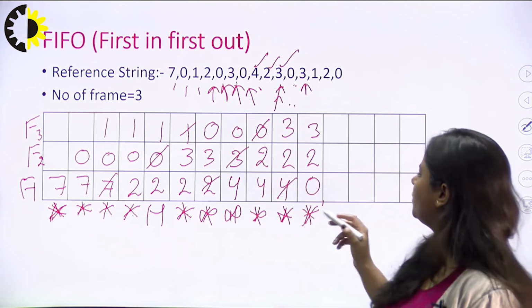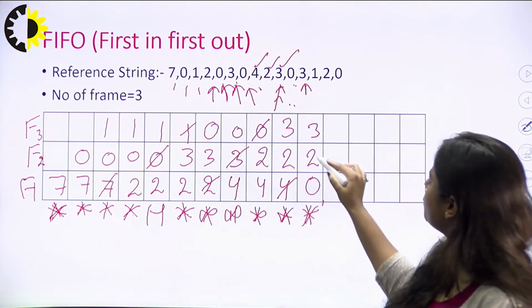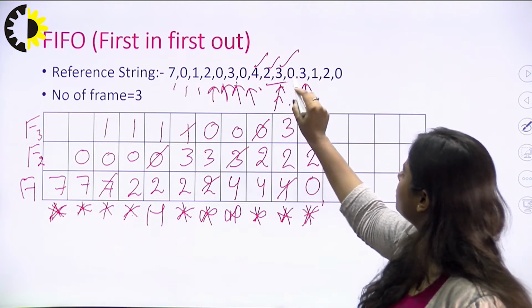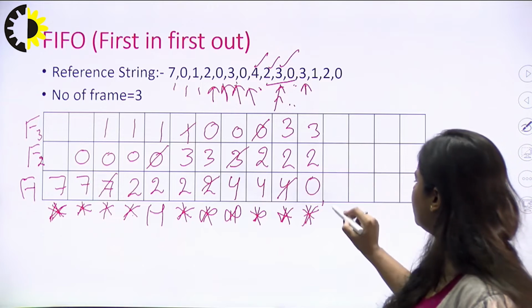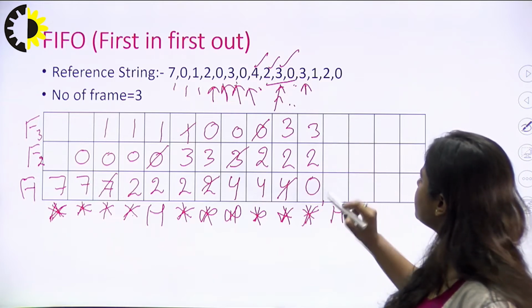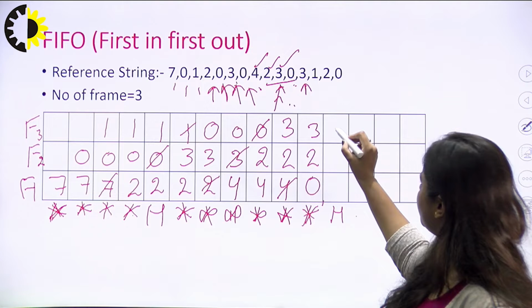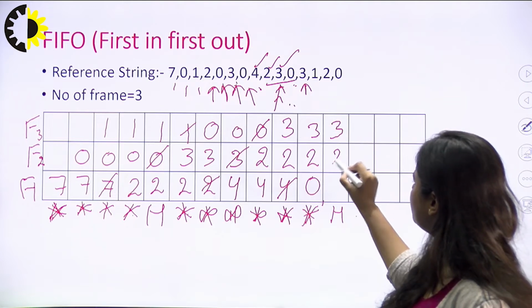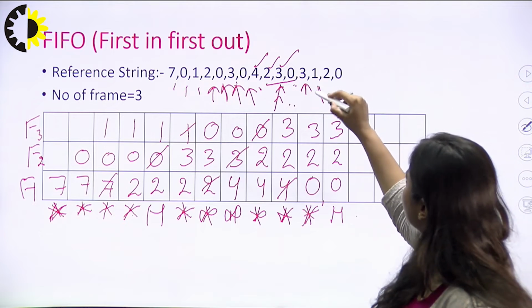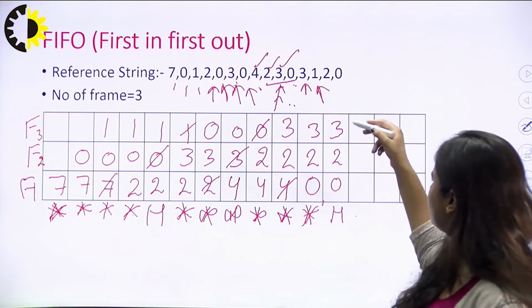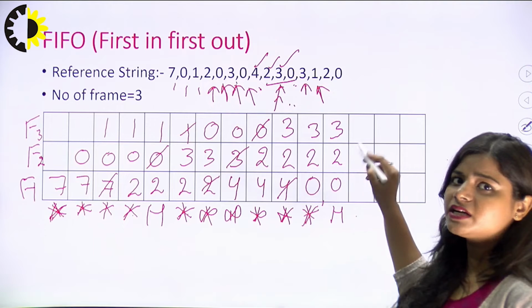So we have seen that we are having 0, 2, 3 here. Now 3 comes in the scene again. So 3 is a hit because 3 is already available inside the main memory. So we will write 3, 2 and 0. Okay. So now we are having 1. We have to replace a page because we are not having 1 inside the main memory.